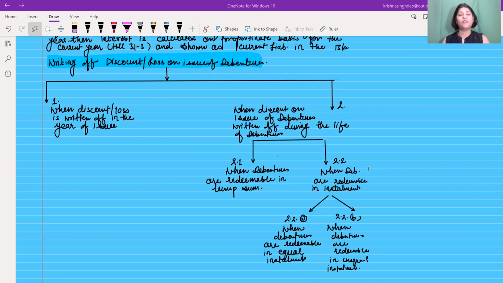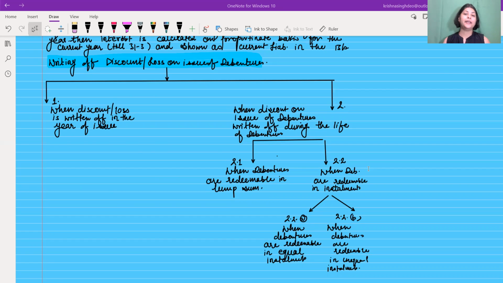Now, remember this: when only the loss at the time of issue is there, meaning debentures are of 100 rupees and they are being issued at 95 rupees, that 5 rupees is a loss. This will be called discount on issue of debenture. But if you are redeeming the debenture at a higher value than the face value, it will be called loss on issue of debenture. And if both discount and loss on issue of debenture are available in a single question, meaning the terms of redemption are also given and debentures are issued at discount, combinedly we can open one account only, that is called loss on issue of debenture.